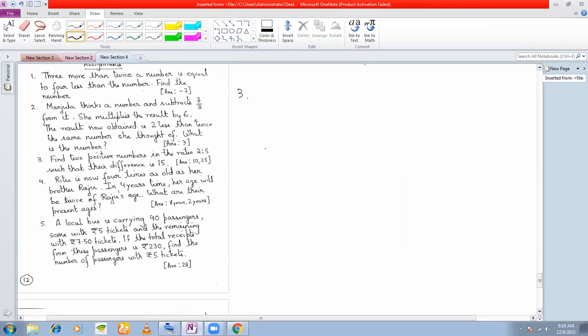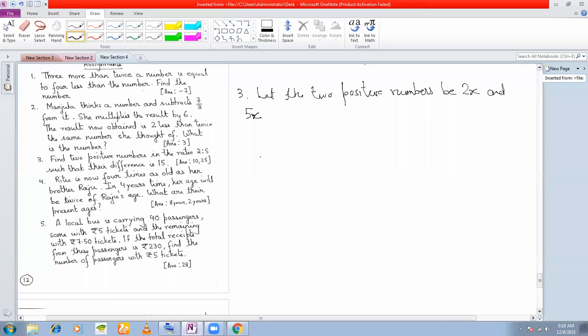Question is, find two positive numbers in the ratio 2:5 such that the difference is 15. The two numbers are in the ratio 2:5. They can be taken as 2x and 5x, right? Let the two positive numbers be 2x and 5x, right? Such that the difference is 15.